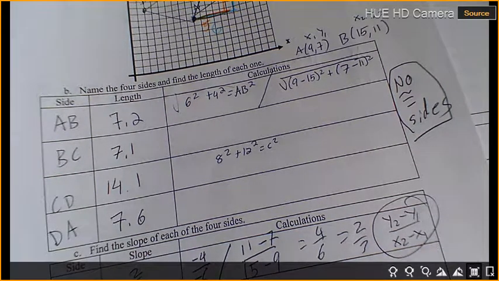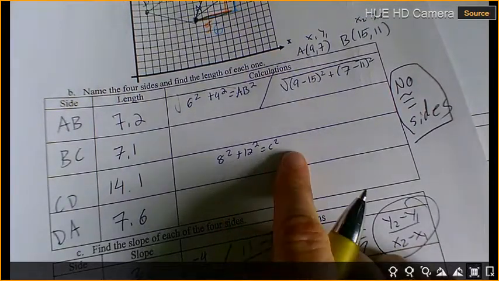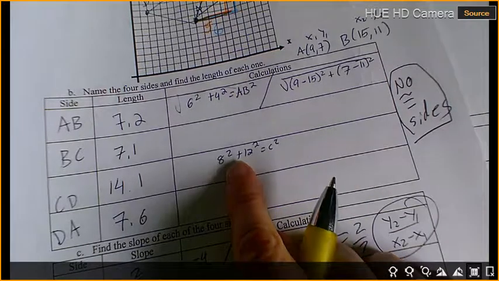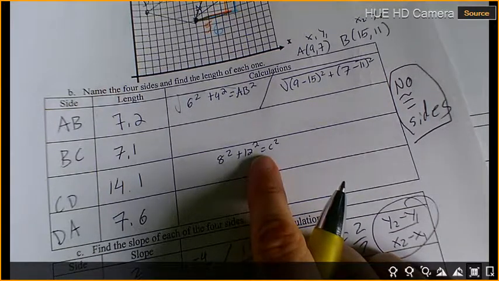Okay. So I did 8 squared plus 12 squared equals C squared. Do we have a question about that? Yes? I got 14.42. Okay. That's not what I asked. Let's try this again. Does anybody have a question about 8 squared plus 12 squared? Do you have different problems on your paper than 8 and 12?